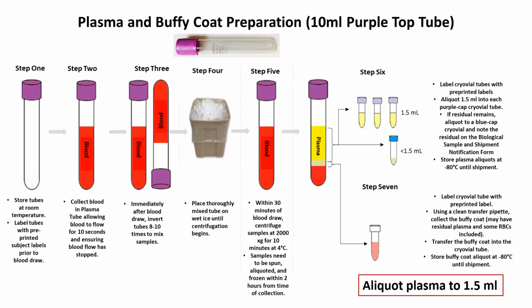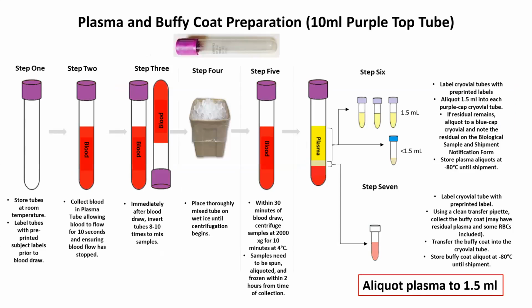The other kind of plasma we're collecting is in that 10 ml EDTA tube. The collection part is the exact same. After draw, invert, place on wet ice, centrifuge, and aliquot and freeze within 2 hours of collection. And depending on the visit and when this tube is drawn, you'll also be collecting the buffy coat from the tube.